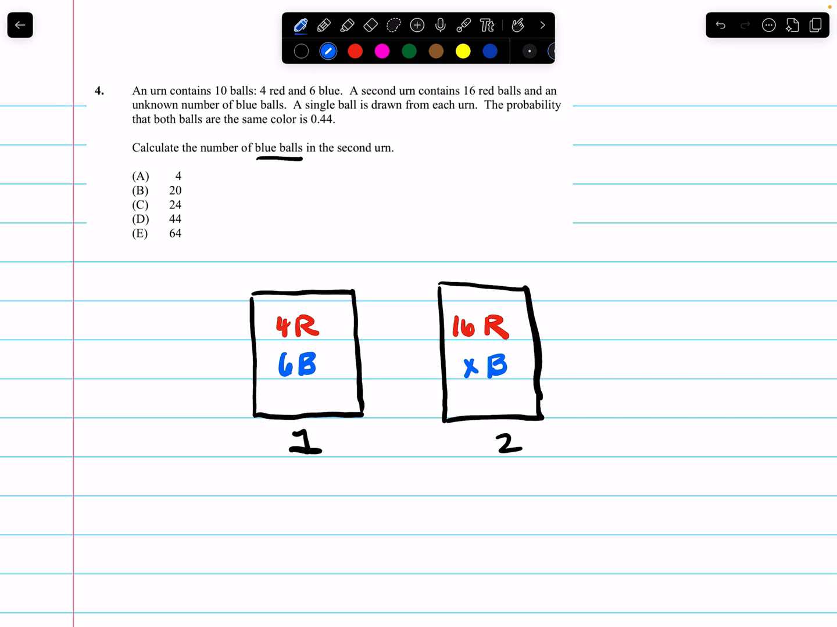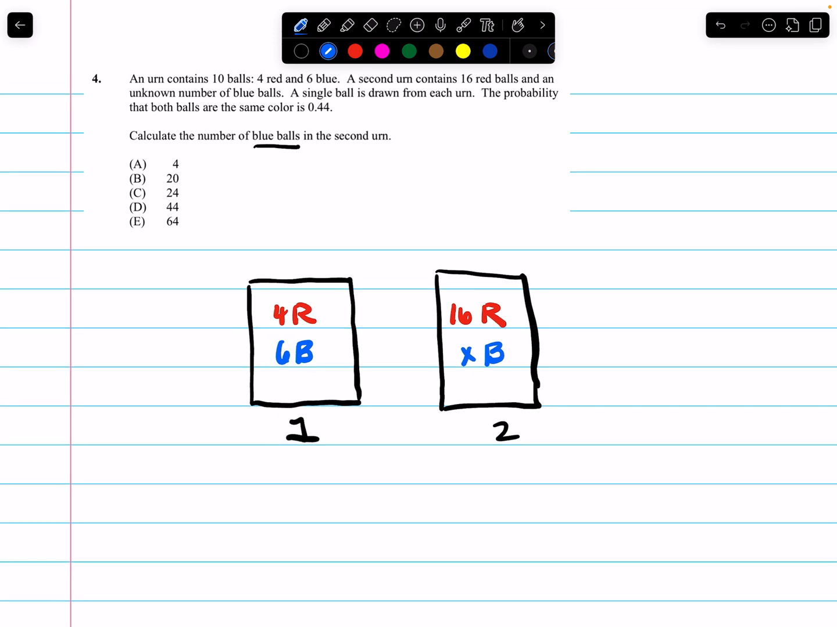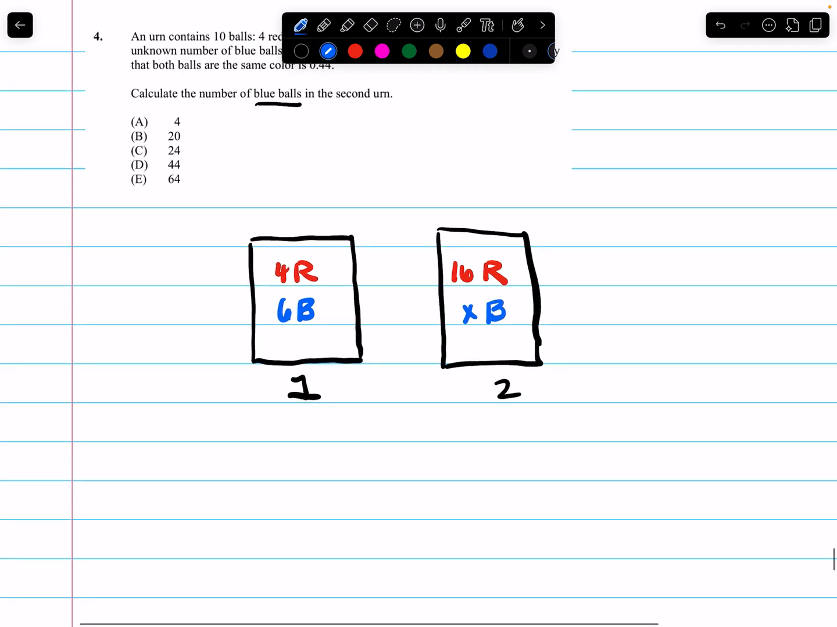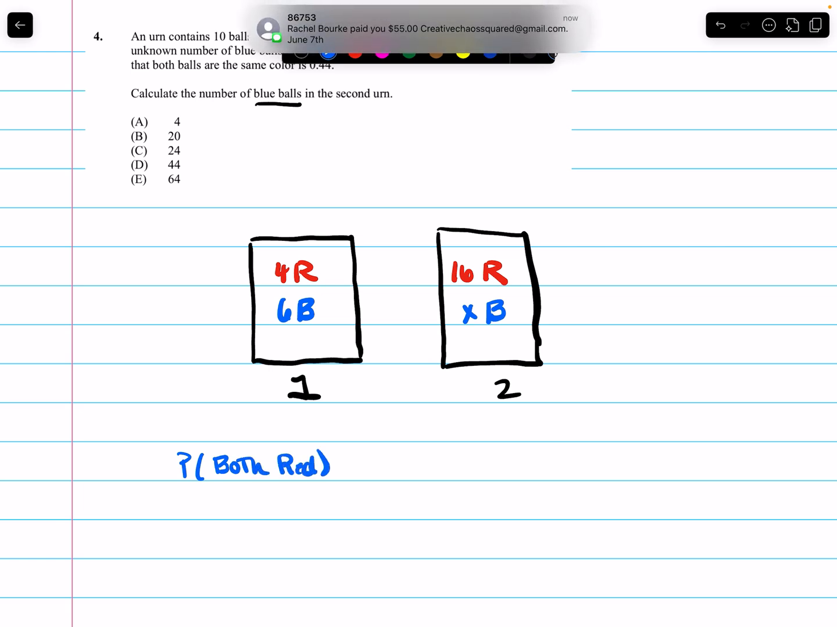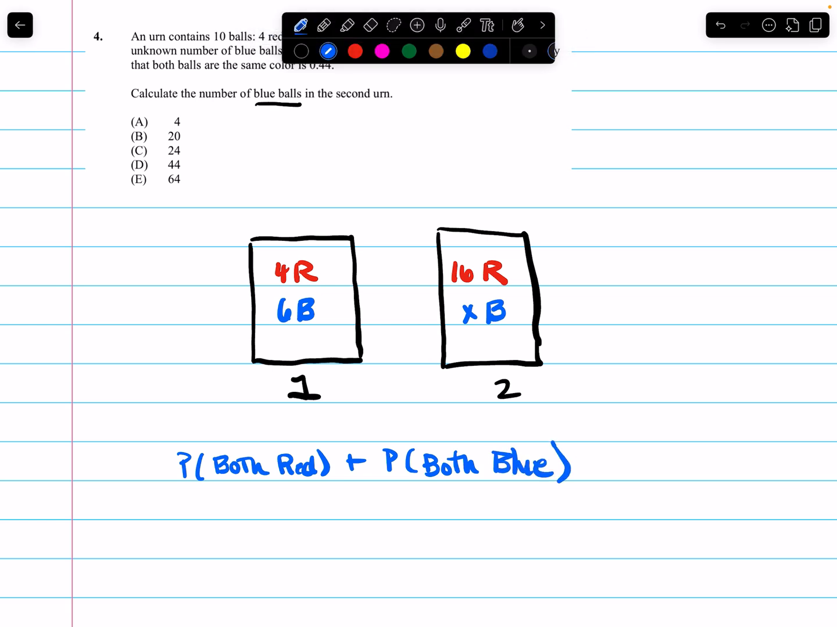Now, a single ball is drawn from each, and we want to know the probability that both balls are the same color is 0.44. So that's going to be the probability they're both red plus the probability that they're both blue. Either way, if either of those scenarios happen, they're the same color. And we're given that that is 0.44.